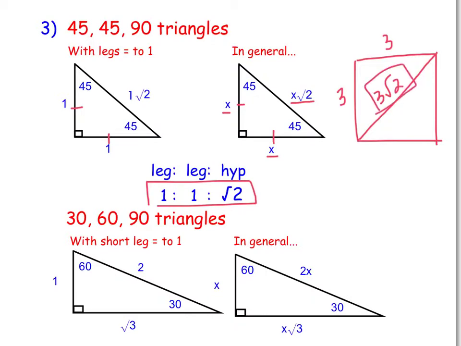All right, and the same goes opposite. If I knew the diagonal was 3√2, I can go backwards and say the side was 3. So just different things like that. Looking out for the 45-45-90 triangles. Again, they show up commonly in squares.